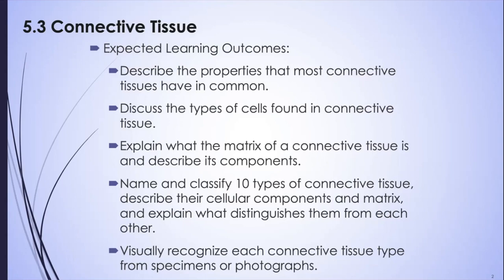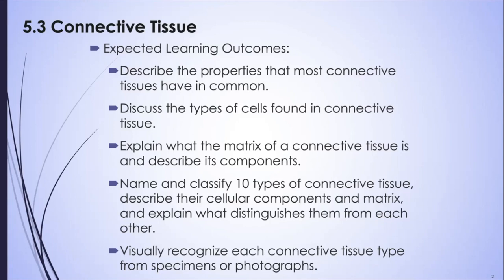of this chapter 5. So describe the properties that most of your connective tissues have in common. Remember, there's always outliers. Discuss the types of cells that are found in connective tissues. Explain what matrix is of a connective tissue and describe the components of that matrix.